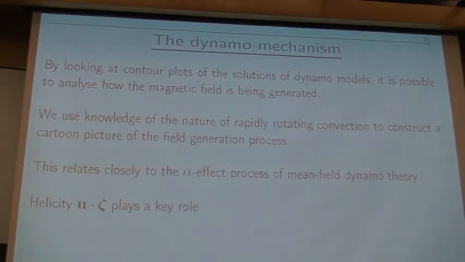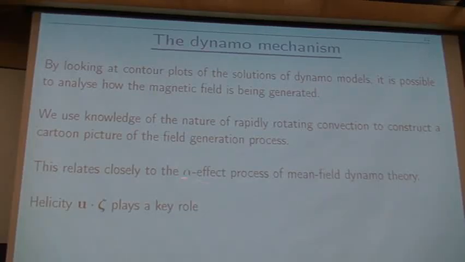Okay, now the next thing I want to talk about is essentially the cartoon picture of how dynamo action actually occurs in these rotating columns. So this is essentially the equivalent of the Parker picture, which I'm sure you're familiar with, and also equivalent to some of the pictures that Jean-Francois was drawing this morning for his von Karman dynamos. So basically what we're going to do here is use the nature of rapidly rotating convection, which we discussed last time, which is based on linear theory and based on simulations, to essentially draw a sort of cartoon picture of the field generation process.